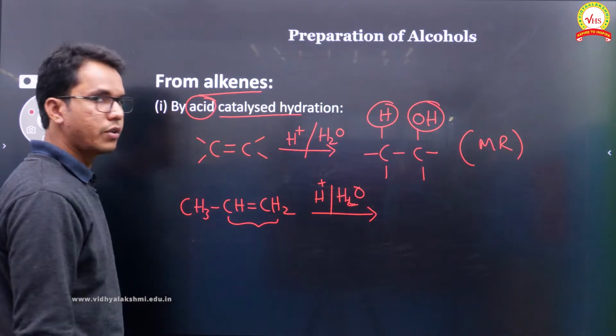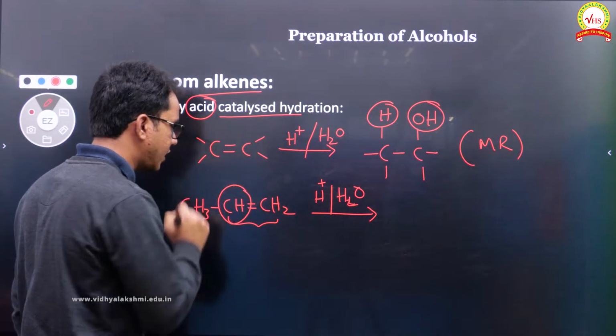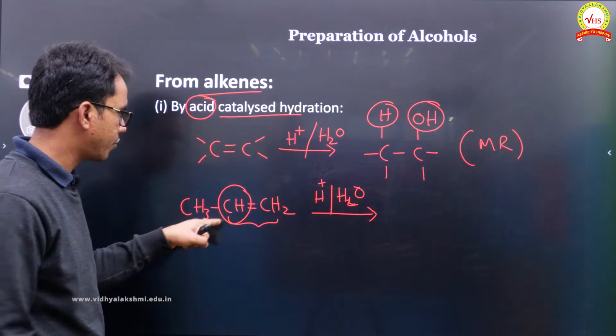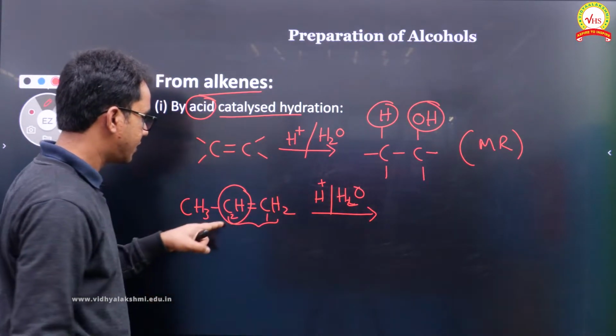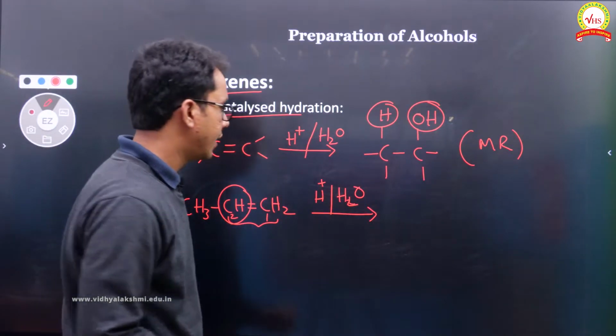Now, where will the OH minus go according to the Markovnikov rule? According to the Markovnikov rule, it will go to the carbon with less number of hydrogens, right? Which one has the less number of hydrogens? This is the first carbon and second carbon. The second carbon has fewer hydrogens. That's where Markovnikov product formation takes place.